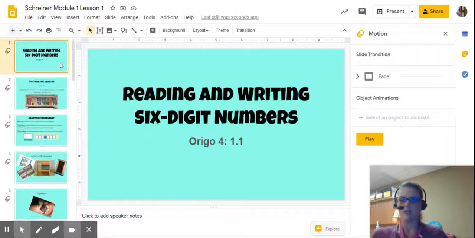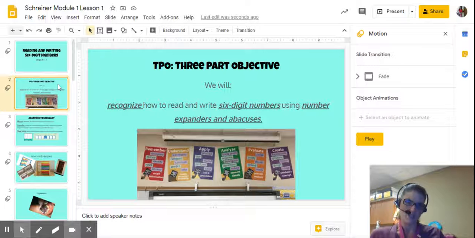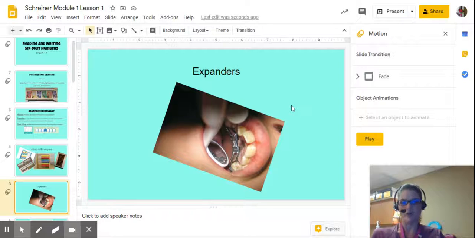So for today's lesson, we're going to be talking about reading and writing six-digit numbers. And so our three-part objective for today is that we will recognize how to read and write six-digit numbers using number expanders and abacuses. So I'm going to show this next picture. I'm going to go a little bit out of order here.